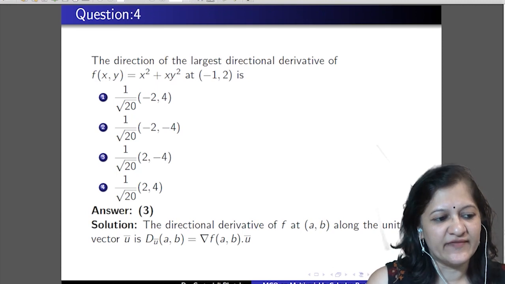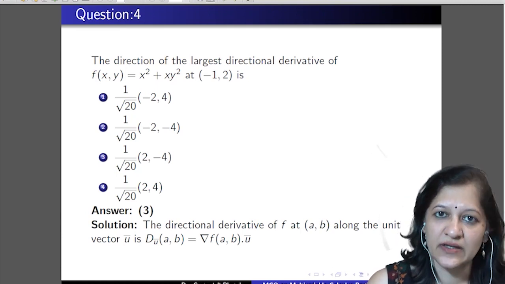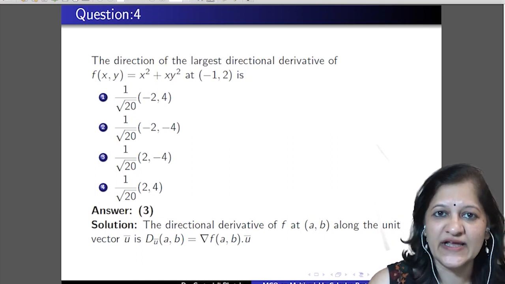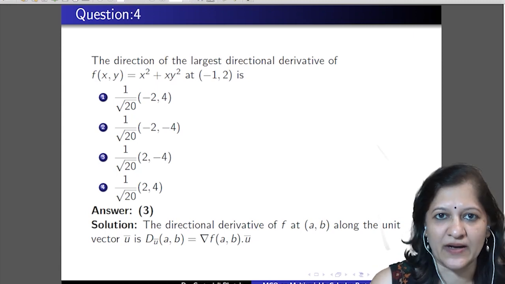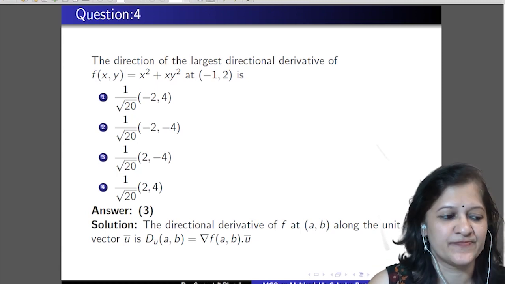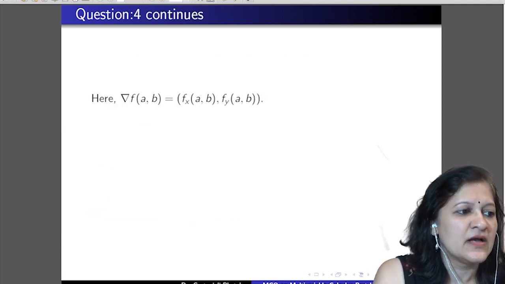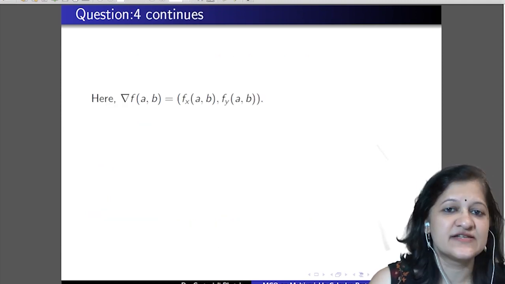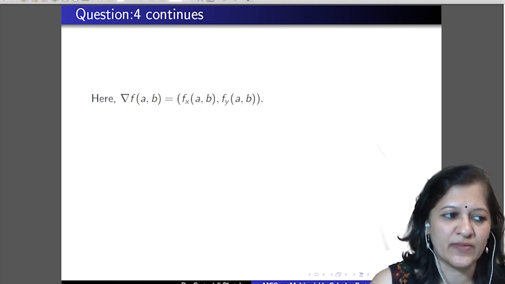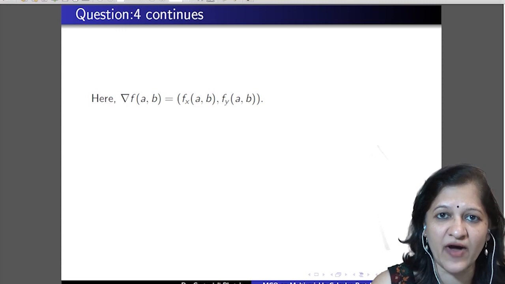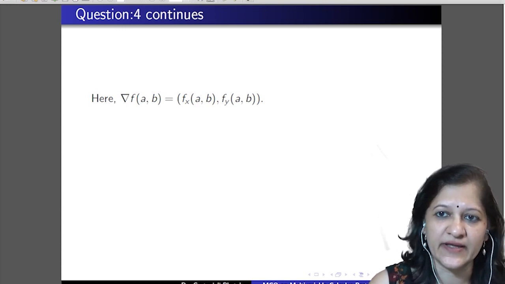The directional derivative of f at point (a,b) along the unit vector u bar is given by grad f at (a,b) dot u bar. So this is the dot product of two vectors. Now grad f at (a,b) means what? Grad f at (a,b) is the vector in R2. The first component is fx at (a,b) and the second component is fy at (a,b). So you need to find the partial derivatives at the point (a,b).